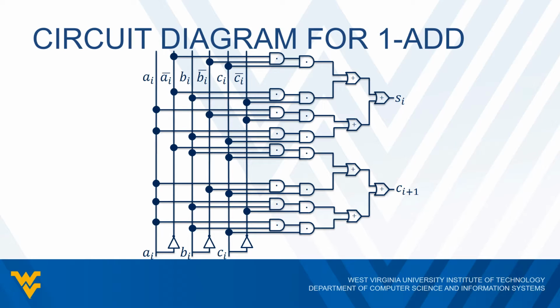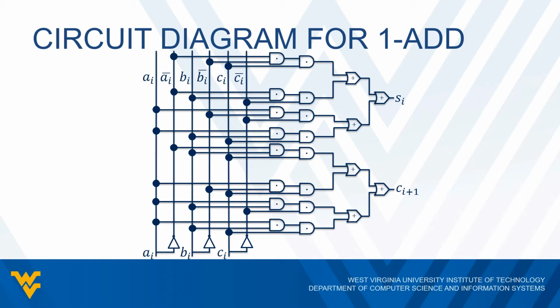And here is the final result of combining our 2 circuit diagrams that we had before. So this is the complete circuit diagram for the 1-add circuit. Now this looks pretty ugly, but it really is the combination of the 2 circuits we had before, just making sure we had enough space here to show everything. The layout here is just a little bit different.